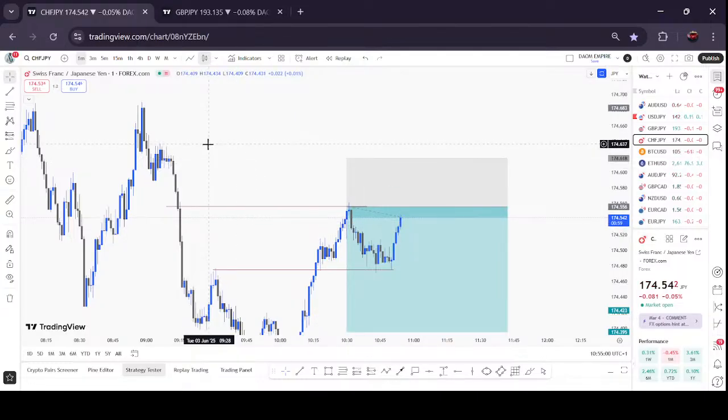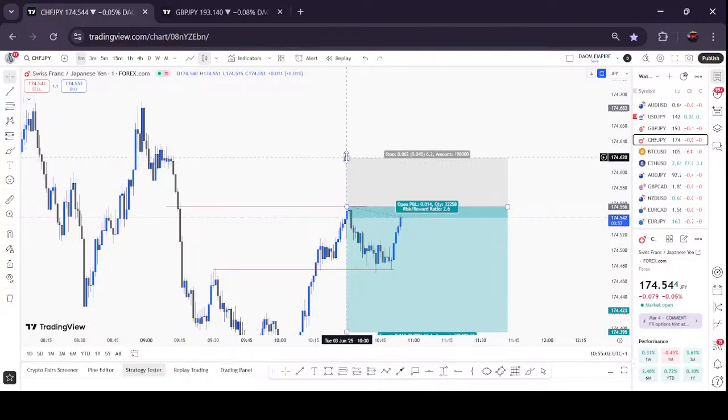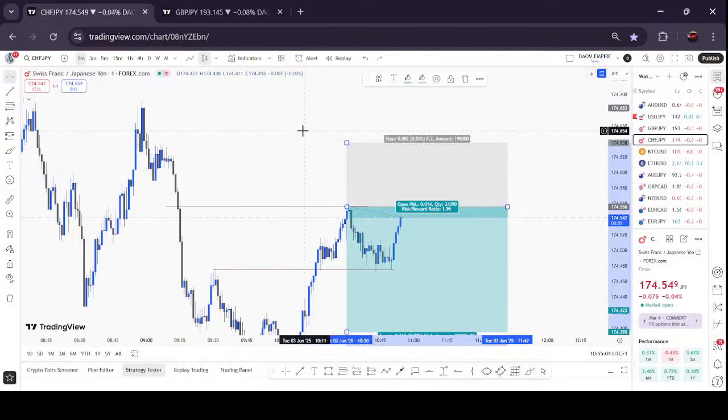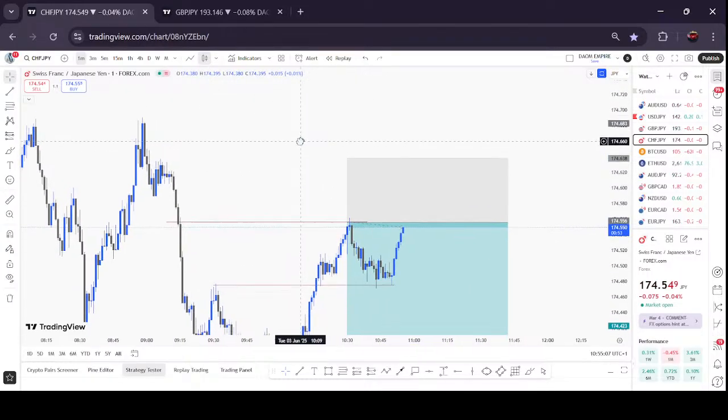Just make sure your stop loss is above this eye. I'm still going to hold on. I see no reason why we should get out of the trade right now.